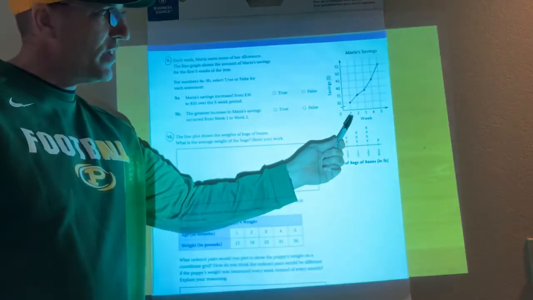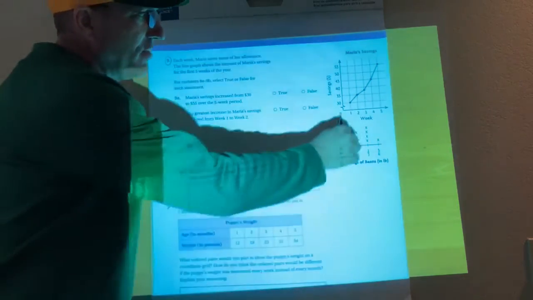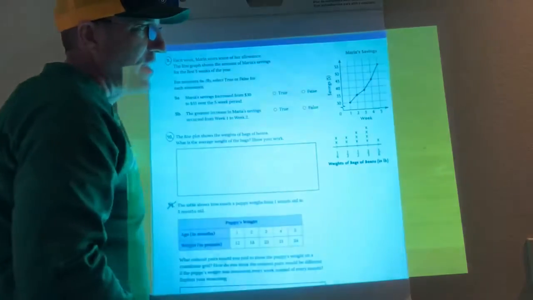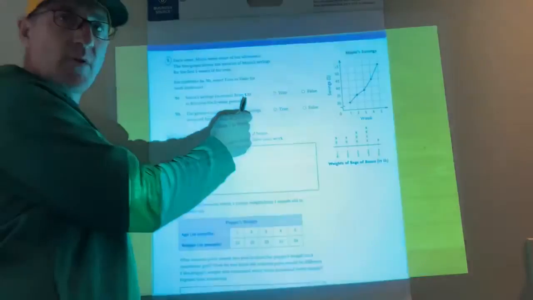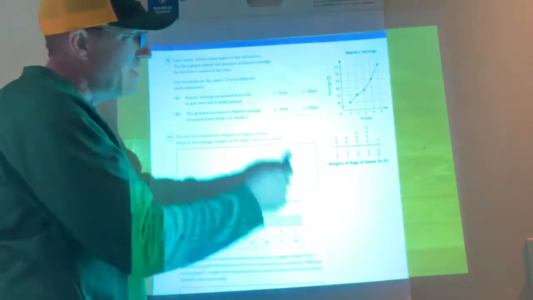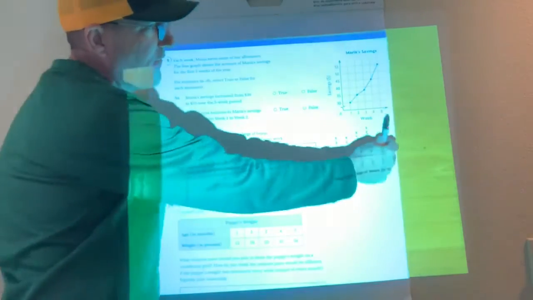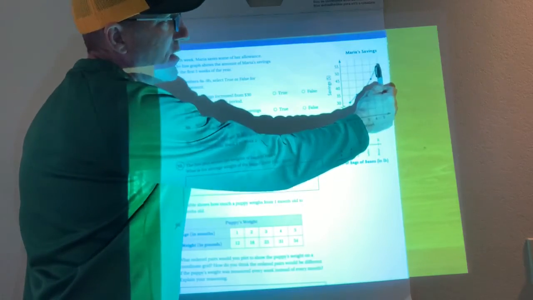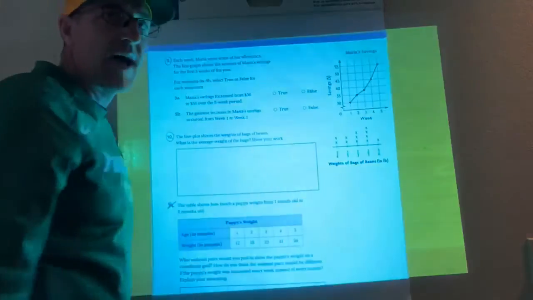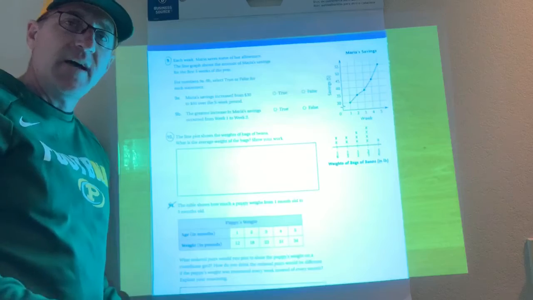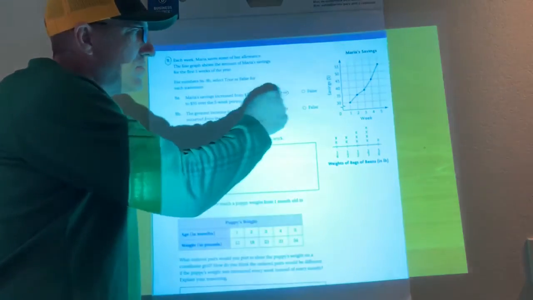Where did she start in week 1? Notice it's got the little squiggle here, so she's starting at 30. Did she start at 30 in the question? Yes. Now all I gotta know is, did she end at 55 at week 5? I go over to week 5 and I go up to where it is and I go back over here, and what number is that? 55. So you know that's true.